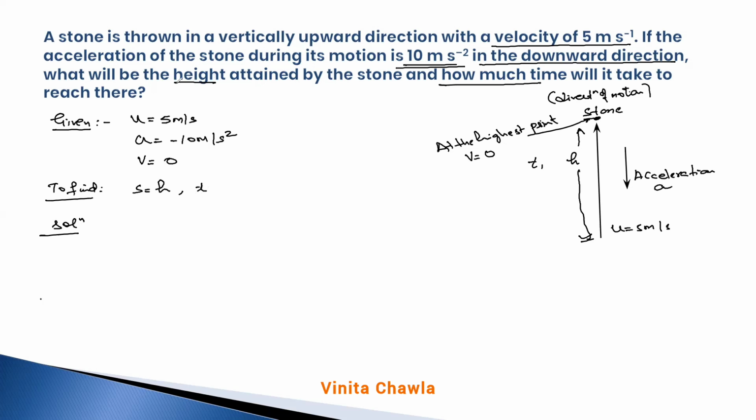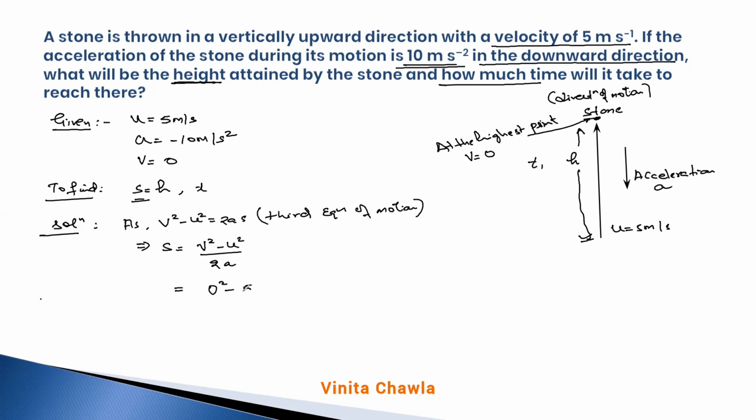What will be the height attained by the stone? For height, we need to find this S, and V, U and A are given. So we can use third equation of motion, V square minus U square is equal to 2AS. In the bracket, we will write third equation of motion. This implies S is equal to V square minus U square upon 2 into A. Now put the values here. V is 0. 0 square minus U square is 5 square upon 2 into A. A is minus 10. So it's minus 25 divided by minus 20. Minus minus cancel. 5 5s are 25. 5 4s are 20. It's 5 by 4.